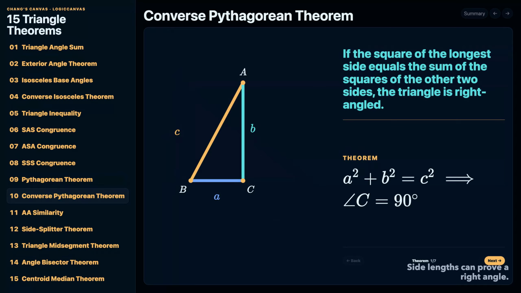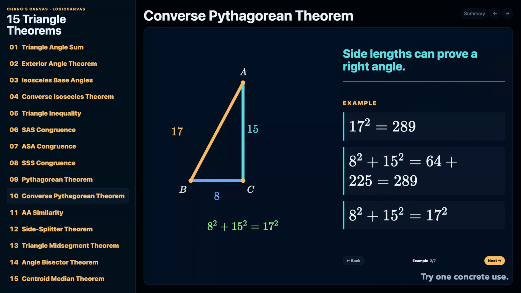Theorem 10 is the converse Pythagorean theorem. If the square of the longest side equals the sum of the other two side squares, then the angle opposite the longest side is a right angle. For sides 8, 15, and 17, 17 squared is 289. 8 squared plus 15 squared is also 289, so the triangle is right.